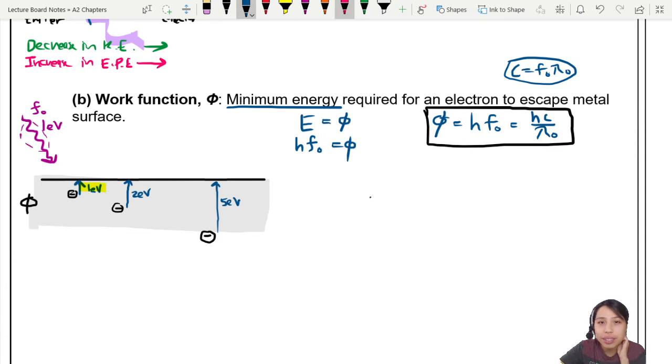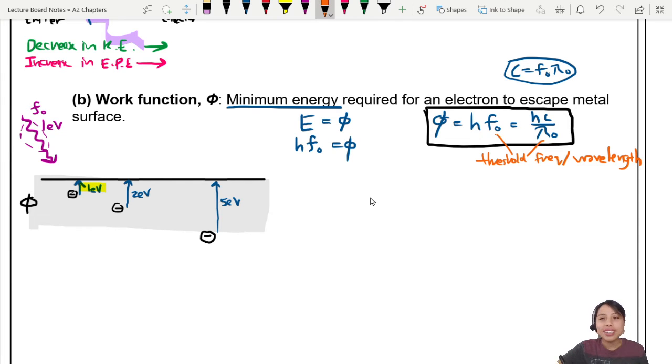What is this naught? Let's label and see. This naught here is what we call the threshold frequency or threshold wavelength. I'm going to write here: threshold frequency or threshold wavelength. If it's lambda, it is wavelength.